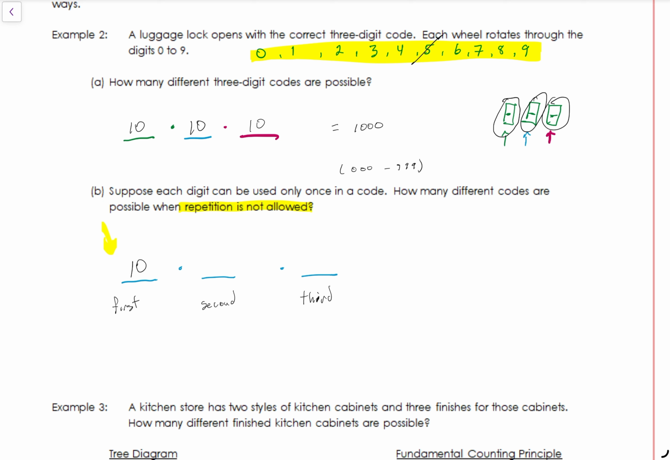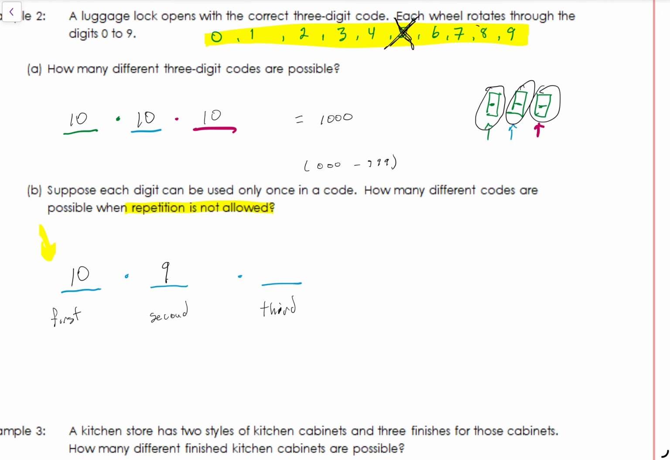How many are there for the second wheel? 9 digits are left. We got rid of the 5. So now I'm just going to take any digit away, and I'm simply going to ask, well, how many options are left now? Well, we had 10. Now I crossed off 2, so there's 8. So there's 10 times 9 times 8 different codes that we can make. And if I take out my calculator, that's 720 different codes.